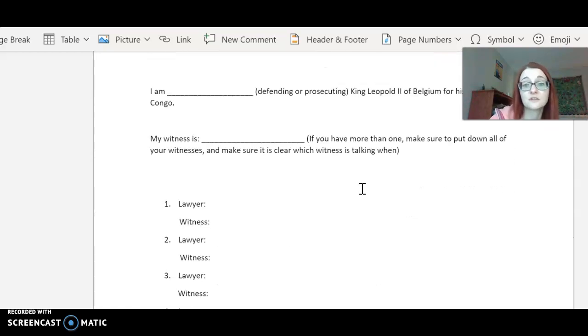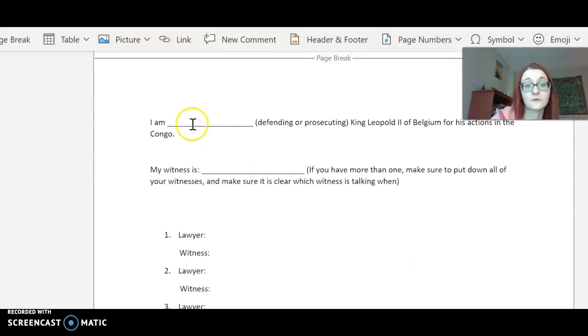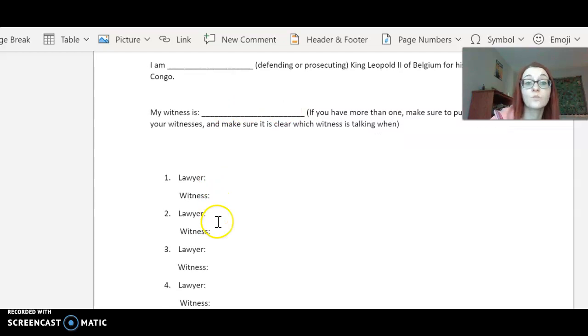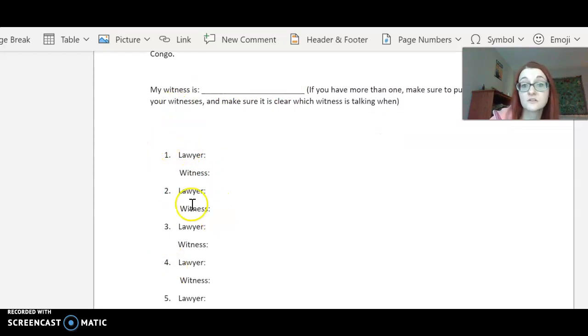Now, the second page is what you're going to actually have to fill out. The very first thing you're going to tell me is whether or not you're defending or prosecuting King Leopold II. So if you're defending, that means you have to show that he's not guilty. If you're prosecuting, you're saying that he is guilty. The next step is to tell me who your witness is. If you have more than one, you have to put both down here. And then when you go to this section, you need to tell me which witness is answering. That way it is without a doubt clear who is talking.